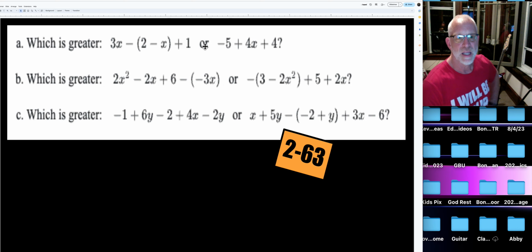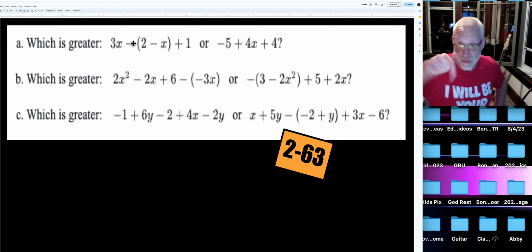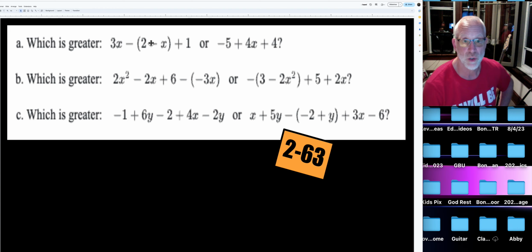There we go. Can you make on the left side of the board 3 x's, opposite 2 minus x plus, back to the top, 1. And then on the other side of the board, we're going to add all on the top, negative 5 units plus 4x plus 4, which is greater.